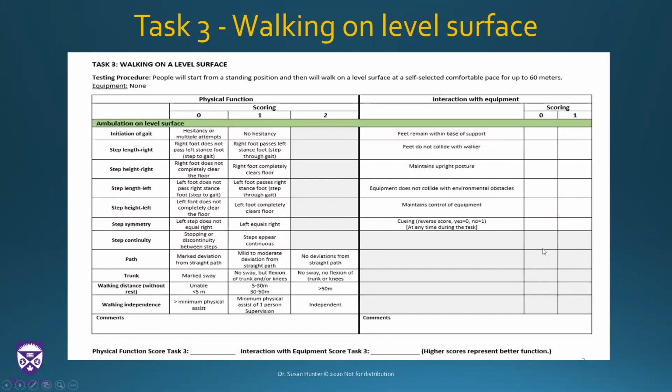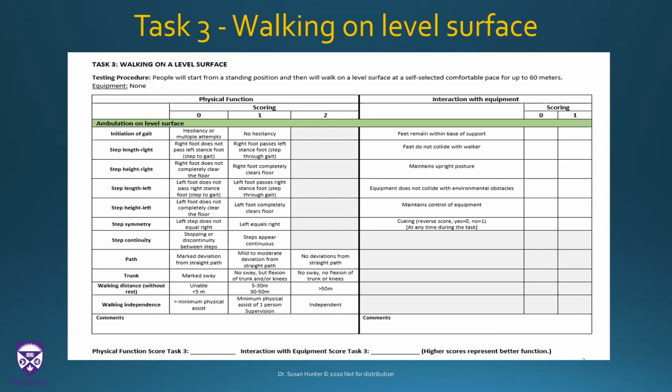In terms of interaction with equipment, we're looking at a lot of the same things that our healthcare professionals identified. We're wanting to ensure that the feet remain within the base of support. Their feet do not collide with the walker while they're walking. They maintain a nice upright posture. Because, depending on your space that you're actually able to execute this in, we need to make sure that their equipment does not collide with any environmental obstacles.